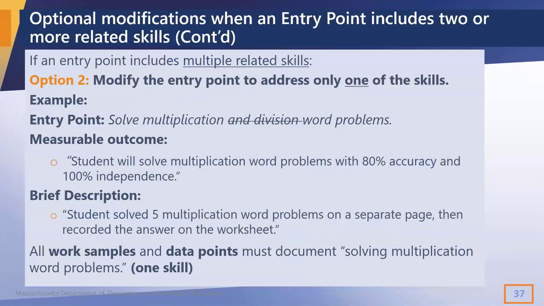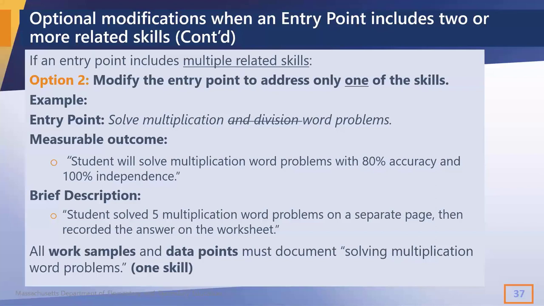Option 2. Maybe I have some students who are ready for the multiplication and division word problems and can be assessed. But maybe I have a student that can only do multiplication. But I like this entry point because it says solve multiplication word problems. So I want this one, but I don't want division. With option 2, I can take that entry point and create my measurable outcome with just one skill. So it says, student will solve multiplication word problems with 80% accuracy and 100% independence.